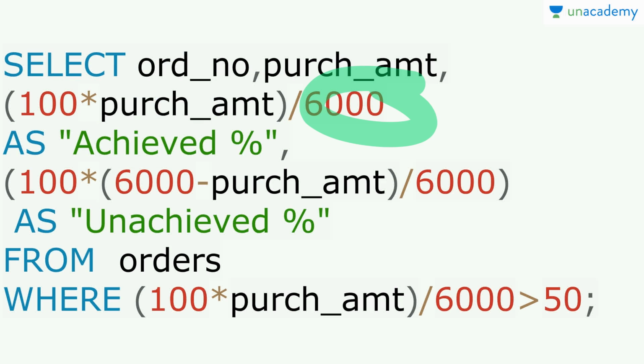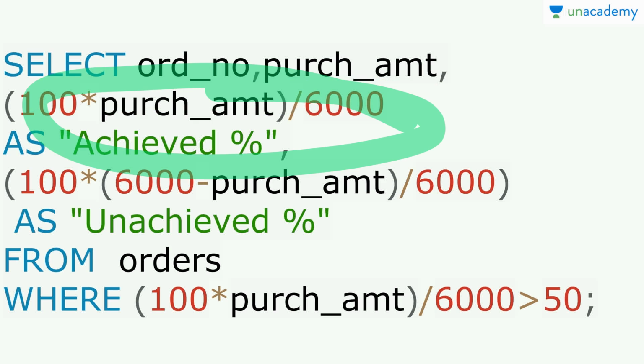Okay, so if we apply this on 80 and 100, like if we think that 100 is our target and 80 is the purchased amount, so 100 into 80 divided by our target 100, so 100 gets cancelled and the remaining 80% is our achieved percentage. So this is how we calculate our achieved percentage.